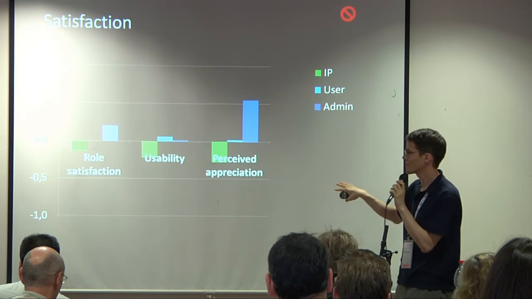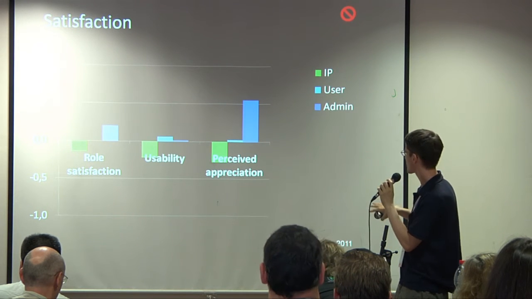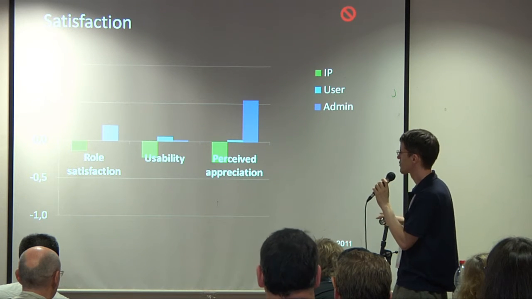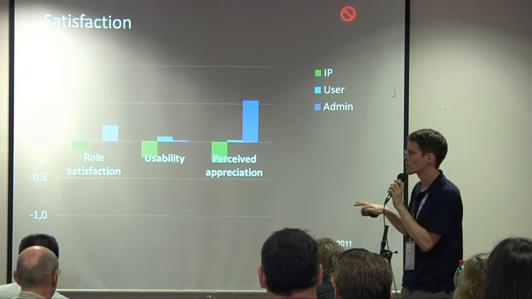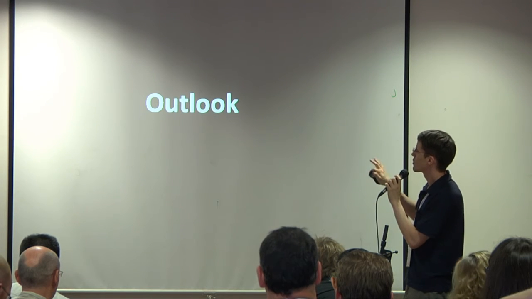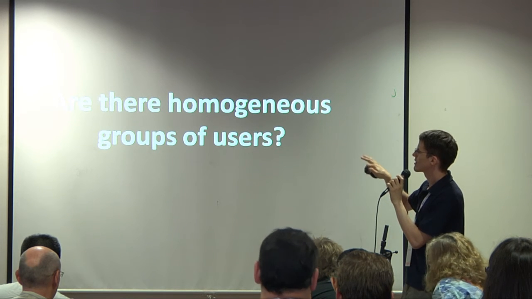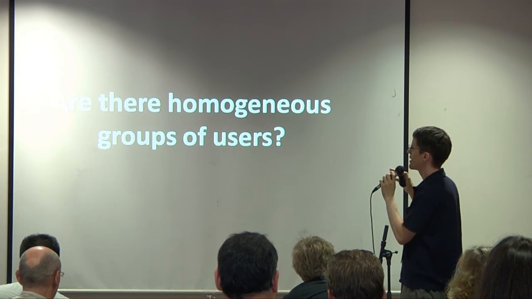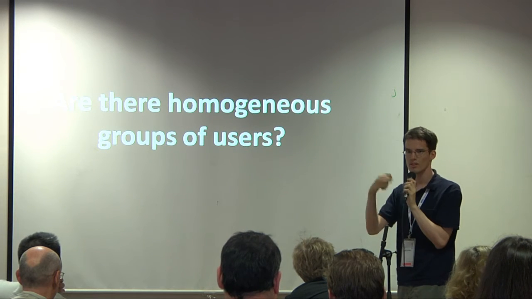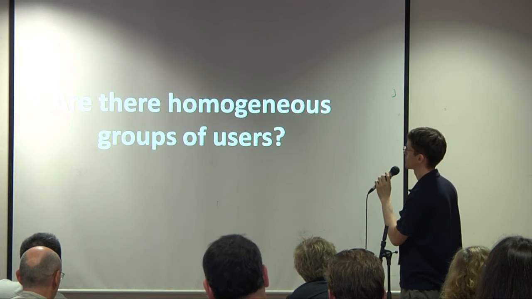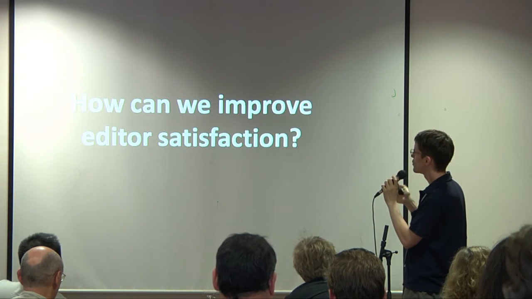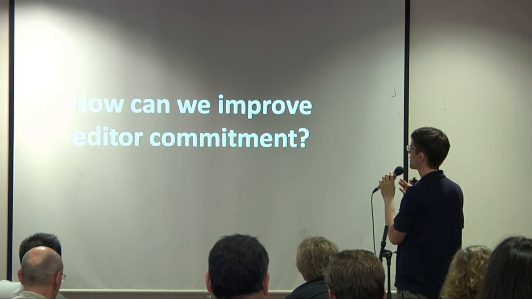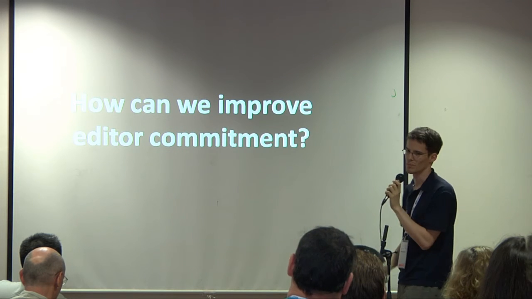I'll go into more detail here. This is just very general. This is just a very general approach comparing IP users and administrators. But what we'll see is much more detail here. So for the outlook, this is what you can expect. I'll try to find out if there are, in fact, these homogeneous groups of users within the community that I was telling you about. I'll try to find solutions on how to improve editor satisfaction, and I'll try to find solutions on how to improve editor commitment.